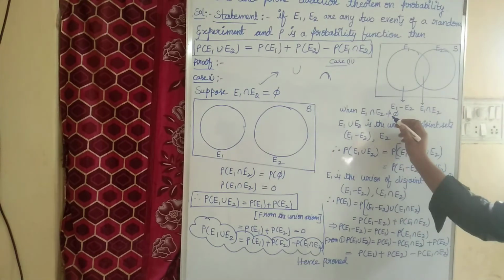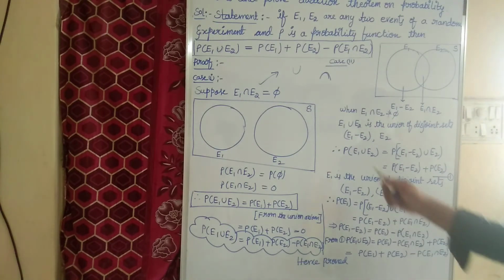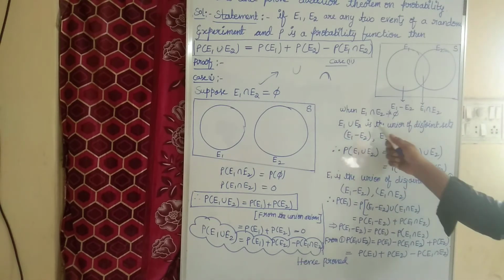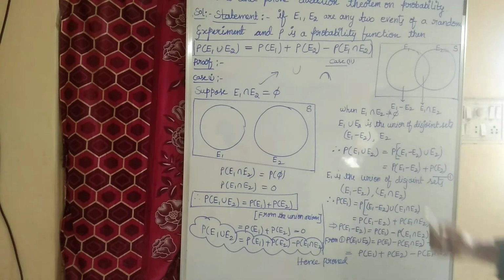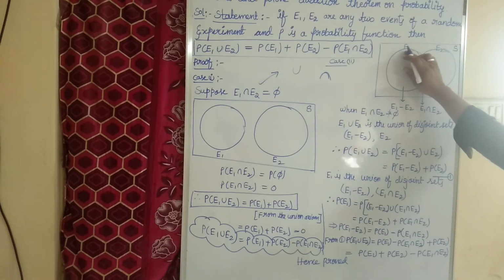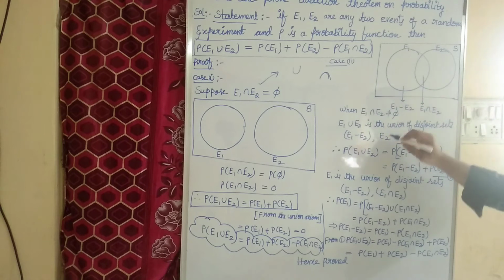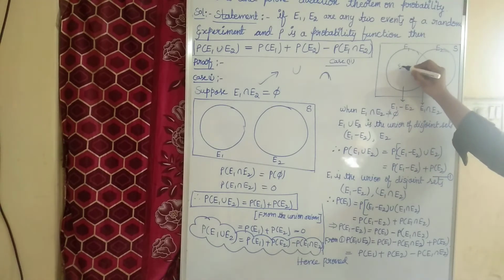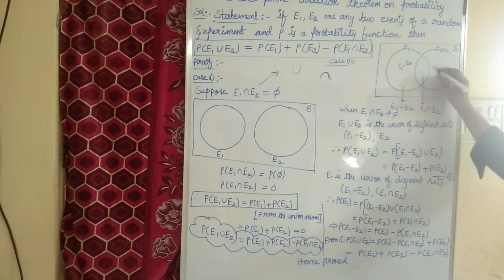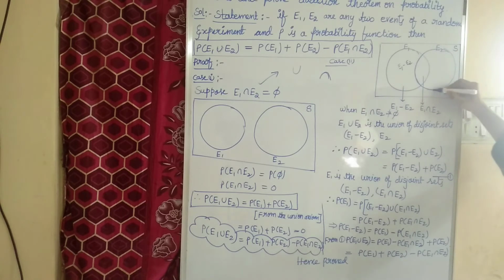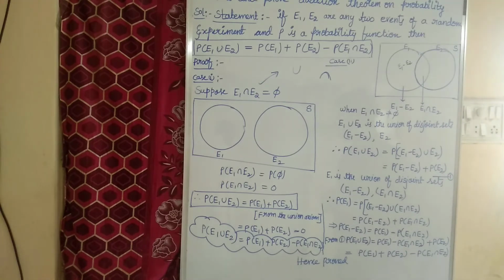E1 intersection E2 is not equal to phi. See here, E1 union E2 is the union of disjoint sets. This is E1 minus E2, this part. And what about this? This is the total E2. So children, are you understanding?